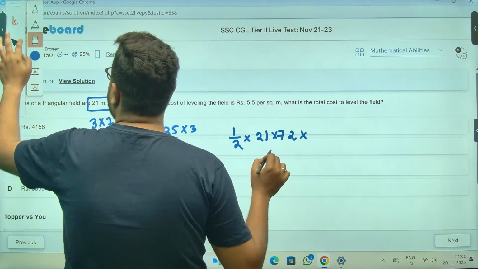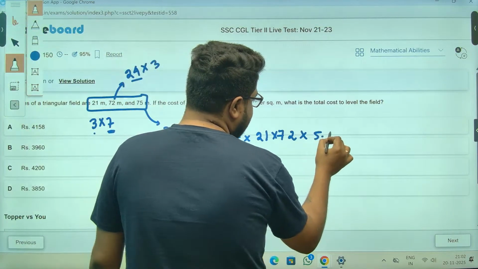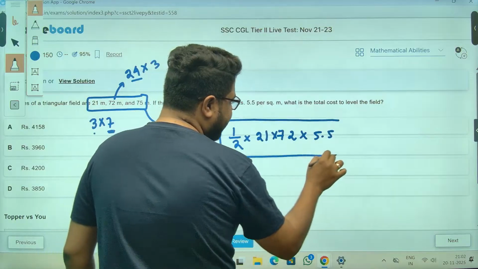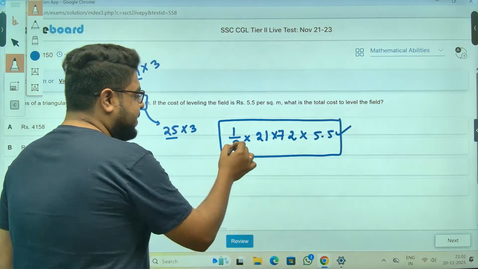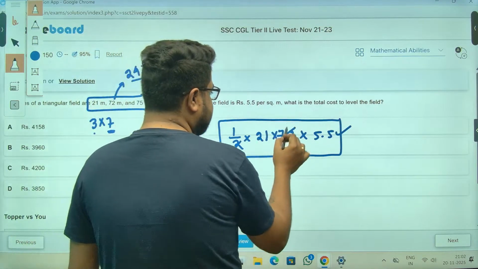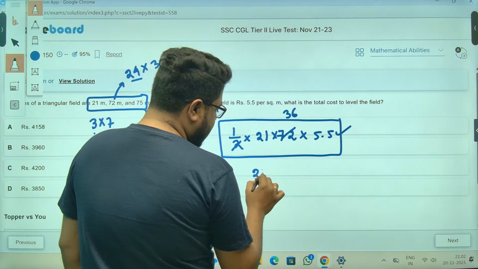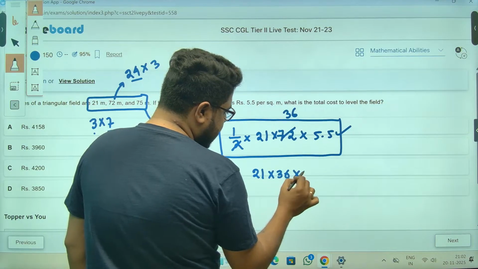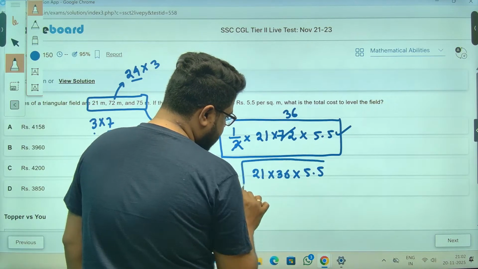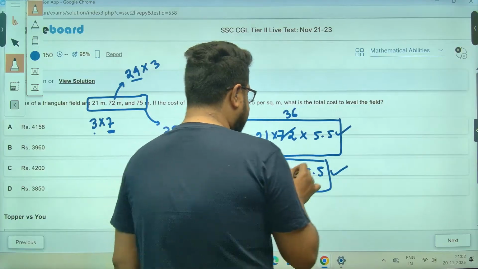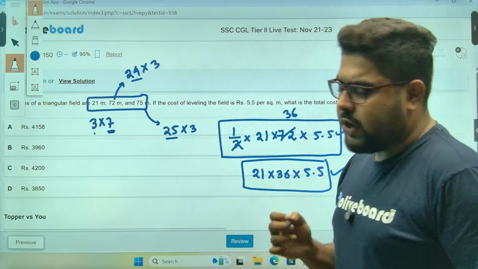5.5, sir. Just put it. Again, here also, if you want, you can check for 11 multiple. So this is 36. So 21 into 36 into 5.5. You can also check for 11 multiple, 9 multiples. There are so many options.